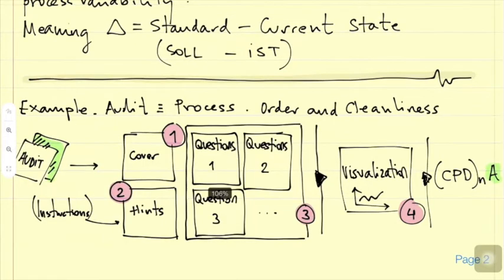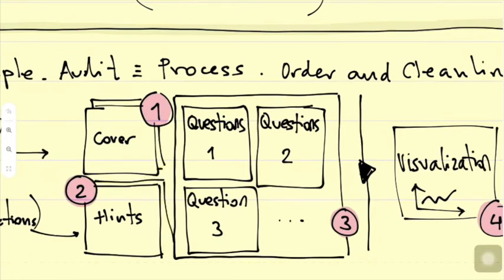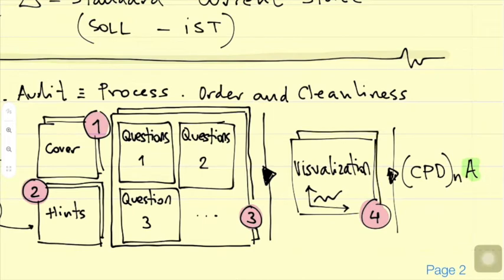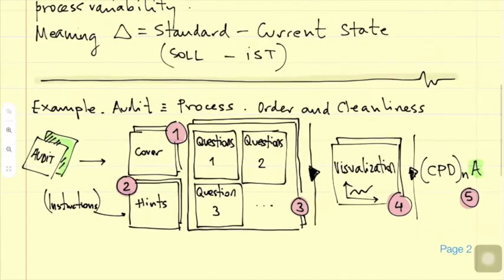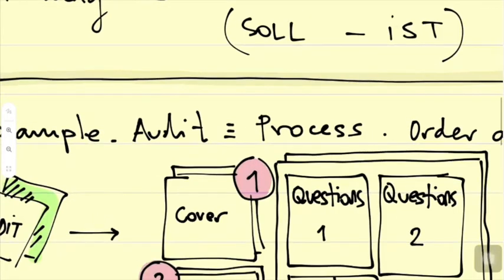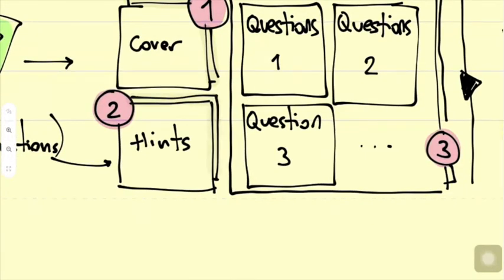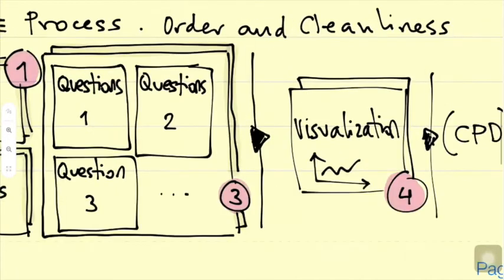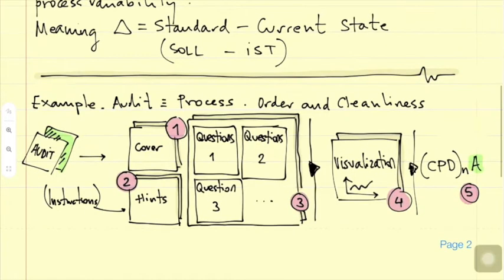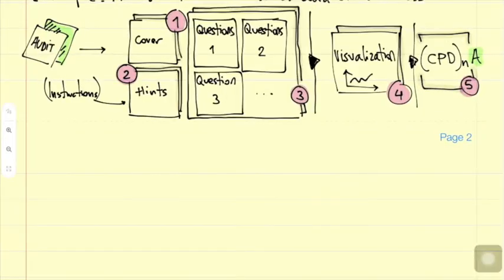Okay, so you have the first element, the cover. Second element, the hint, some instructions. Third element, the questions itself, the audit itself. Fourth element, the visualization, and if you wish, the fifth element, the integration into the continuous improvement efforts. Okay. Any questions? Questions, please.